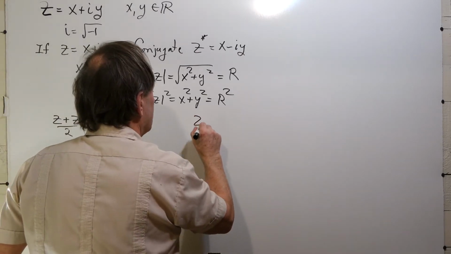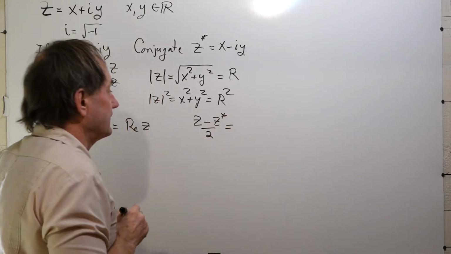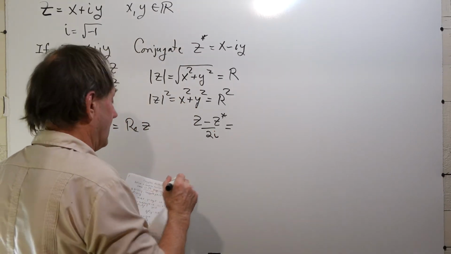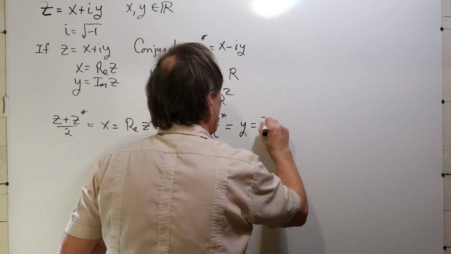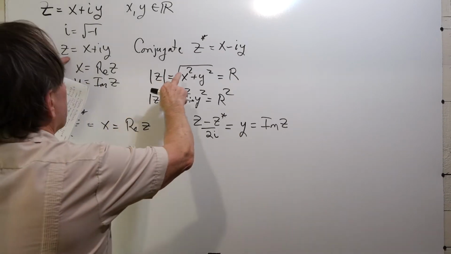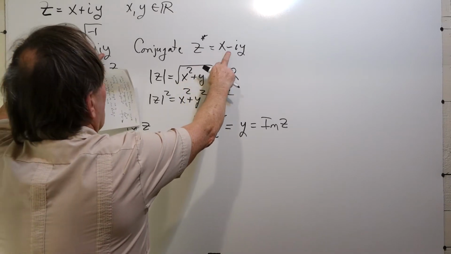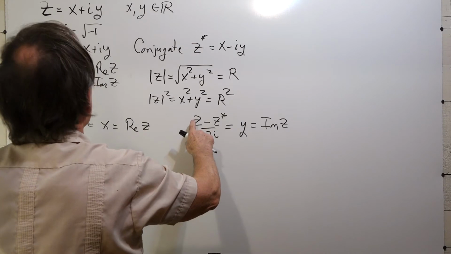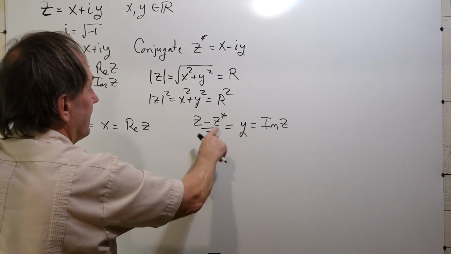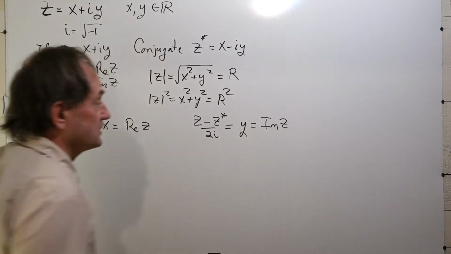And in a like manner, if I subtract the conjugate from the complex number and divide by 2i, I get y, the imaginary part of z. If we look at it, z minus z conjugate, the x's cancel, I get iy plus iy. So z minus z conjugate is 2iy. If we divide by 2i, we get the real number y, which is the imaginary part of z.